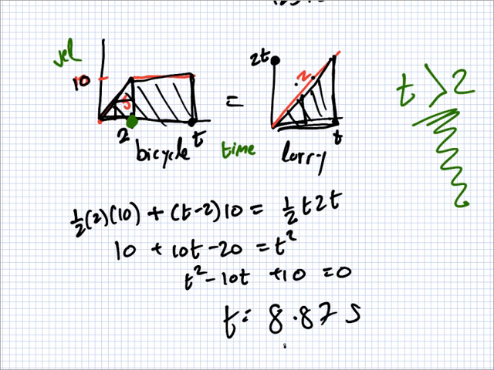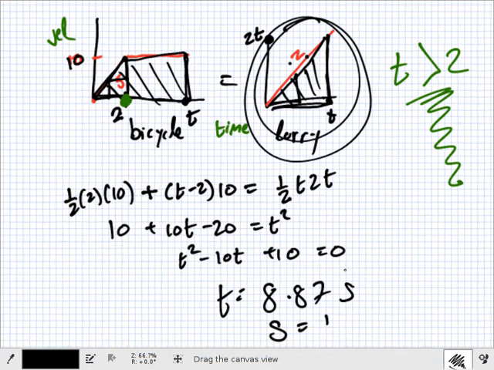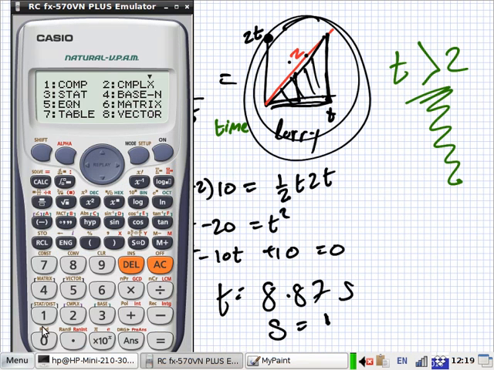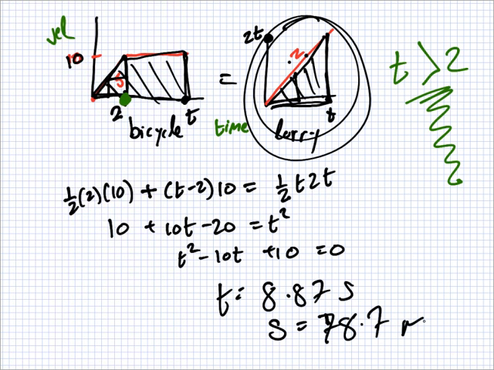And once you know the T, you can know the S because you can get it from this graph. You can say it's a half, yeah, I'll just work it out. A half the base by the height. So the S is 78.7. Because if I know the T, I can easily get this.